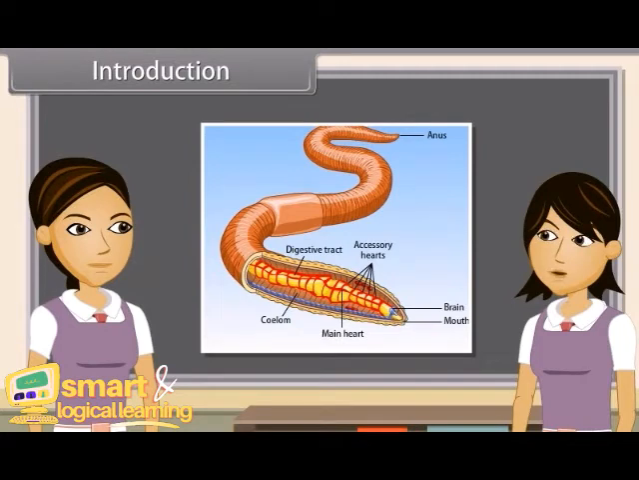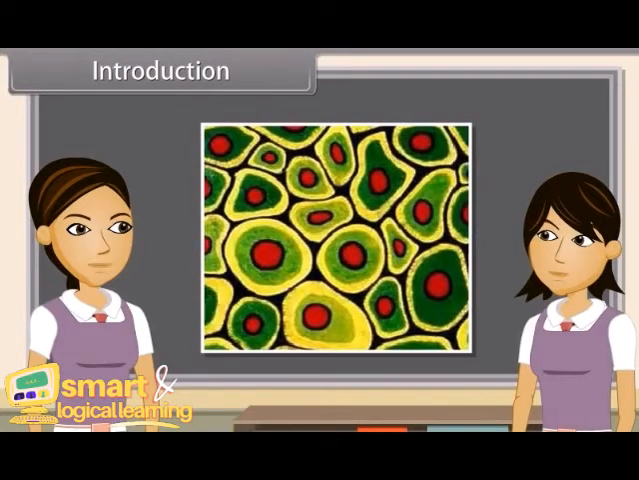Okay, it is true for single-celled or unicellular organisms. But what happens when there are so many similar cells, as in multicellular organisms? In multicellular organisms, these cells are specialized to carry out a few functions efficiently. Each specialized function is done by a group of cells.